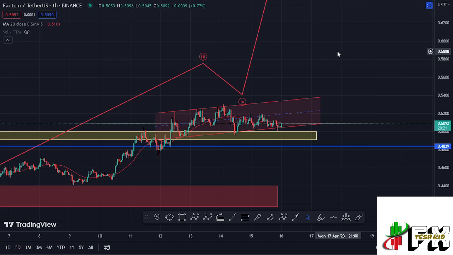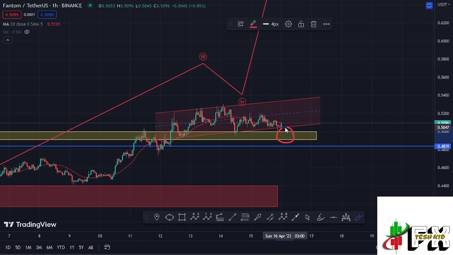Welcome back to TeshKidFX for another Fantom price prediction update, which at the time of this recording is trying to battle out with the 20-day MA here on the 1 hour chart, which is now acting as resistance for us to continue gearing up. We are also holding above a key area of support at around the $0.5 mark, which is now acting as support for us to continue gearing up.